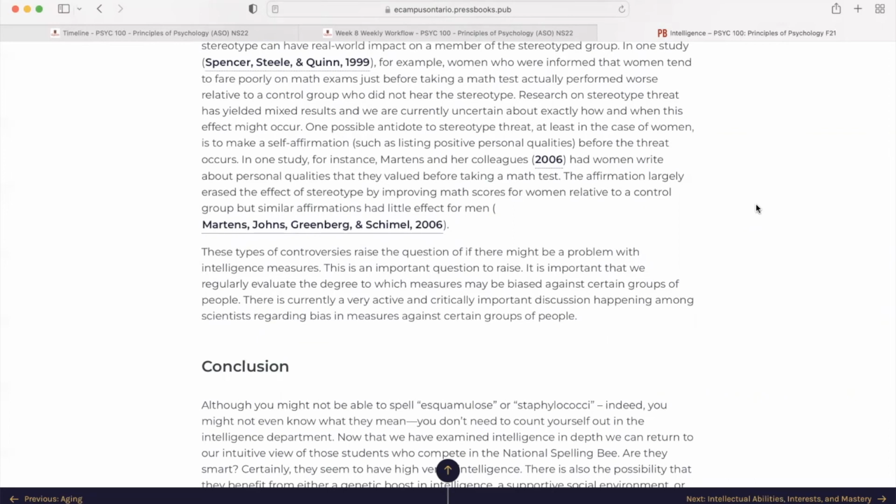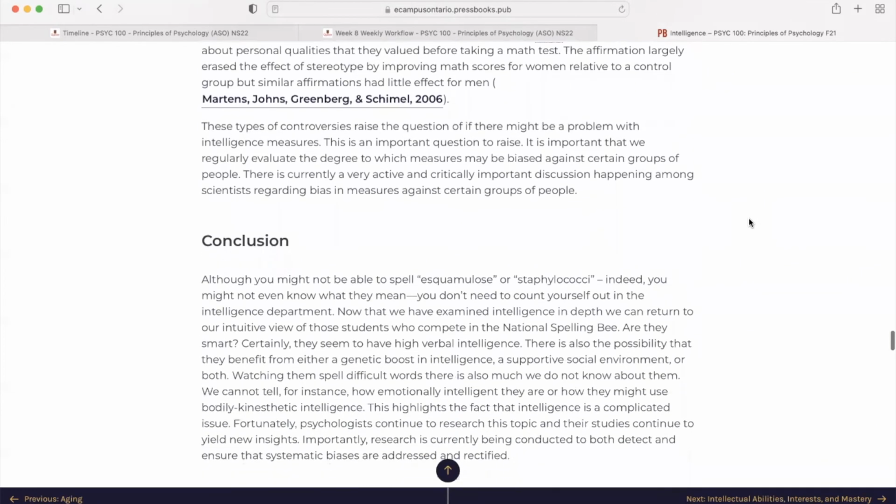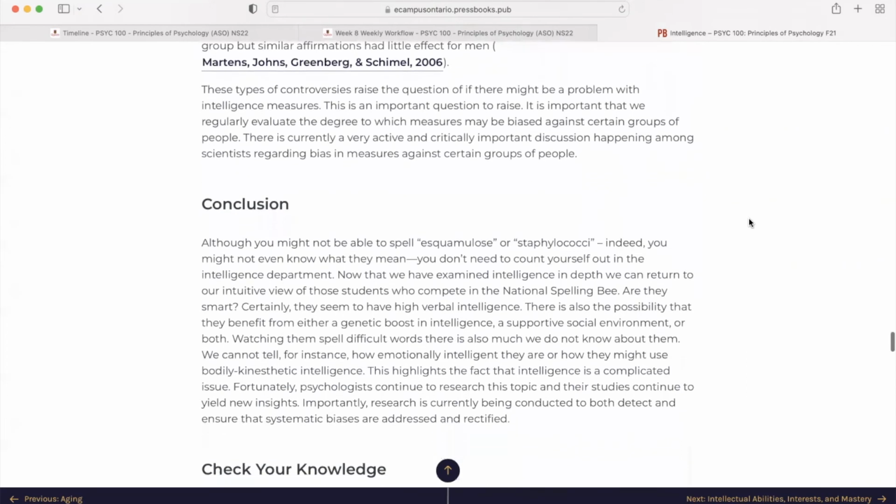These types of controversies raise the question of whether there might be a problem with intelligence measures. But this is an important question to raise. It is important that we regularly evaluate the degree to which measures may be biased against certain groups of people. There's currently a very active and critically important discussion happening among scientists regarding bias in measures against certain groups of people.